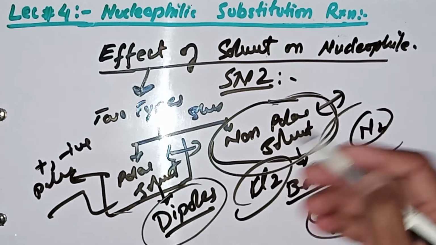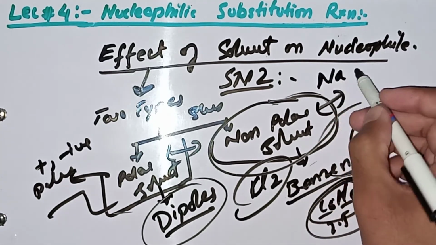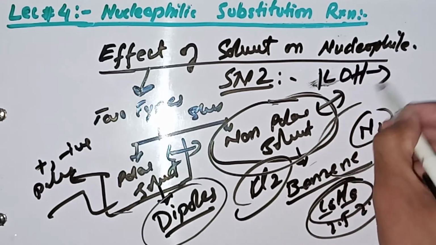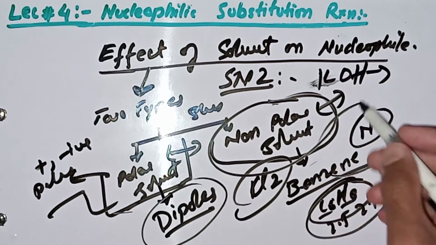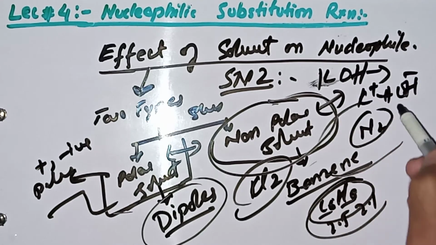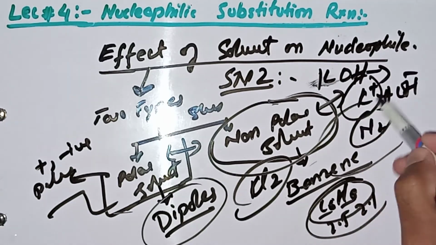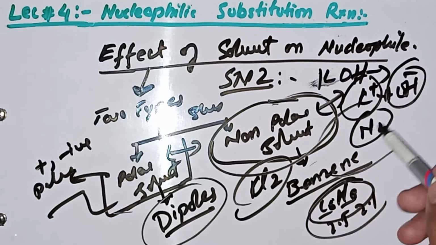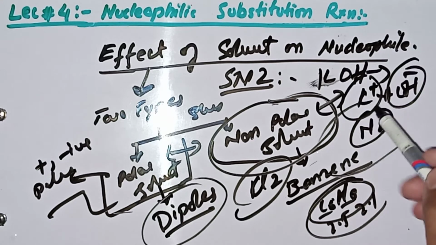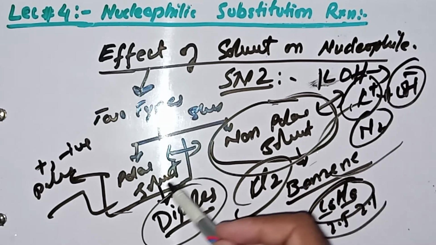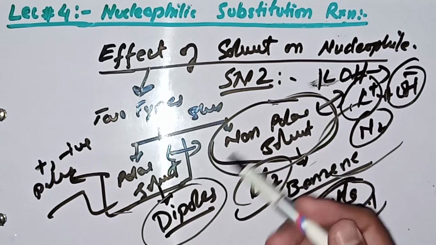Let's suppose there is a molecule, KOH. When it dissociates in non-polar solvents, it will be K plus and OH negative. Here, not even one of them is dissociated or solvated, so they can react with each other again. But in polar solvents, each one will be solvated.